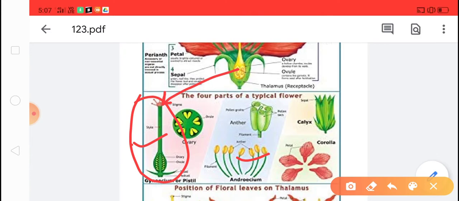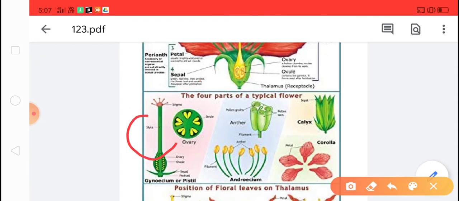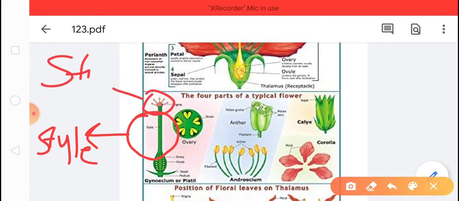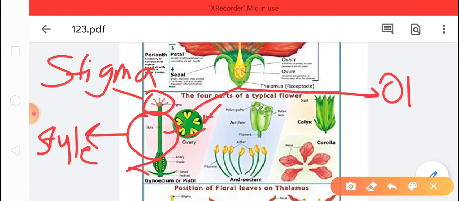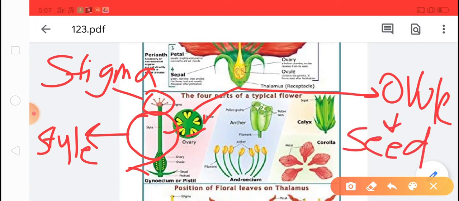The ovary extends at the tip into a slender style, and the style terminates into the stigma. The ovary may have one or more chambers. You can see in the picture the transverse section of the ovary. We can see the chambers, and the ovules are present inside the chambers of the ovary. These ovules turn into seeds on maturation.